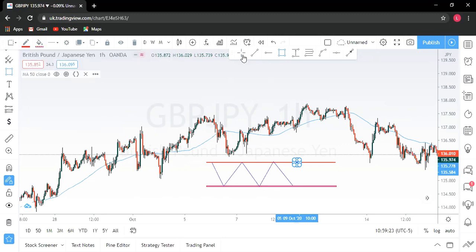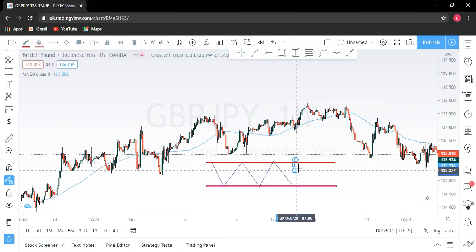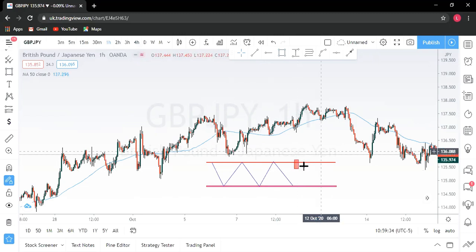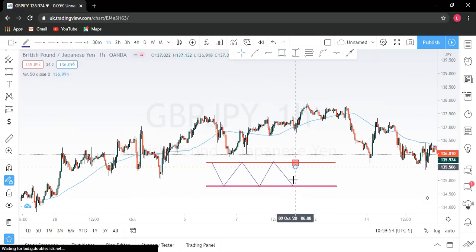pin bar. However, we have two types of pin bar. We have the bullish pin bar and we have the bearish pin bar. So whenever you are on a resistance, the kind of pin bar you should always be looking out for is a bearish pin bar, because you want to sell. You understand? So whenever you spot a bearish pin bar at your resistance, it also buttresses the fact that you can actually sell.